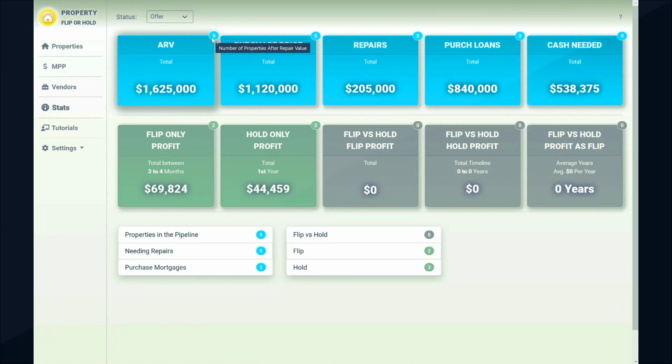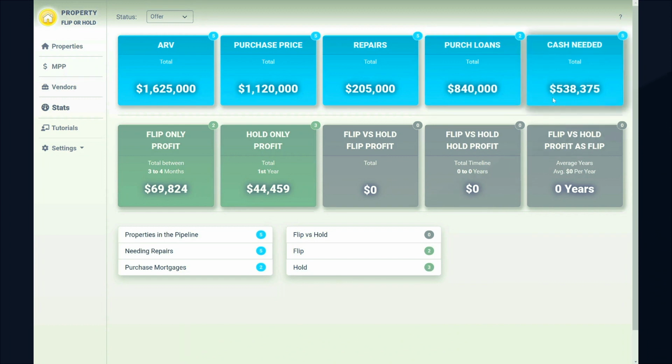So in the offers that we made on these 5 properties, the after repair value is about 1.6 million plus here. And we can see that the total purchase price, if we purchase all of them, is about 1.12 million. And these 5 properties need about $205,000 worth of repairs. And then we also need to obtain about $840,000 in loans to purchase these properties.